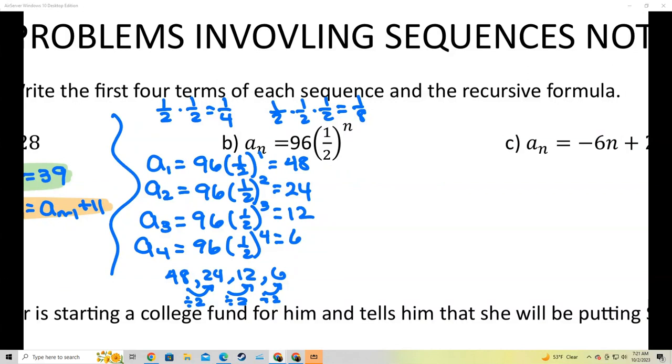To find the recursive part, I need the first term. I know the first term is 48. That part's pretty easy. The second part is, how do I get the nth term using the previous term? Well, you're going to take your previous term, which I'm going to write as a sub n minus 1. And it looks like every single time I'm just going to divide by 2. Remember, dividing by 2 is the same thing as multiplying by 1/2.